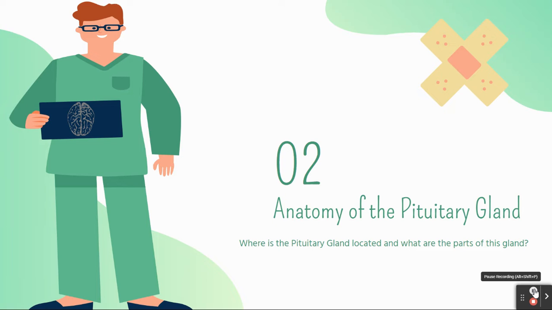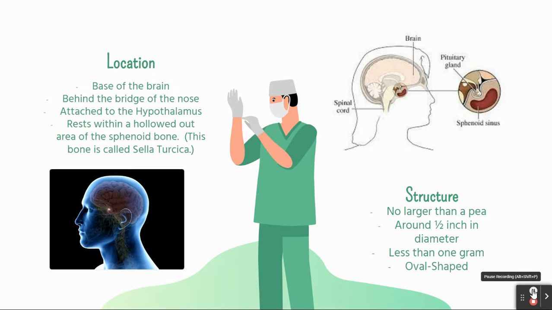Next up, the anatomy of the pituitary gland. The pituitary gland is located at the base of the brain and behind the bridge of the nose. It is attached to the hypothalamus and rests inside a hollowed-out area of the sphenoid bone. The hypothalamus is another part of the brain that affects the pituitary gland. The pituitary gland is around the size of a pea, is half an inch in diameter, and is oval-shaped.